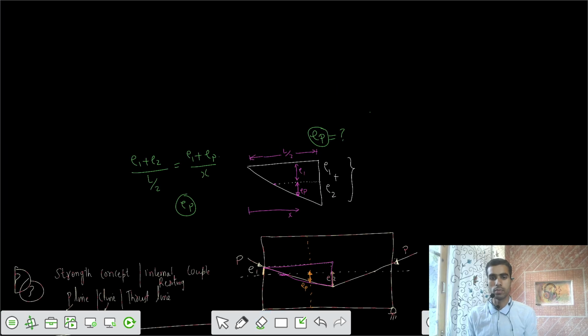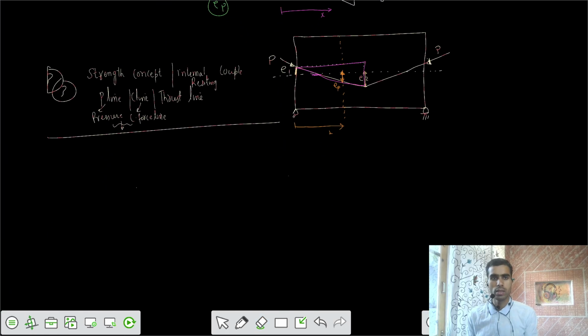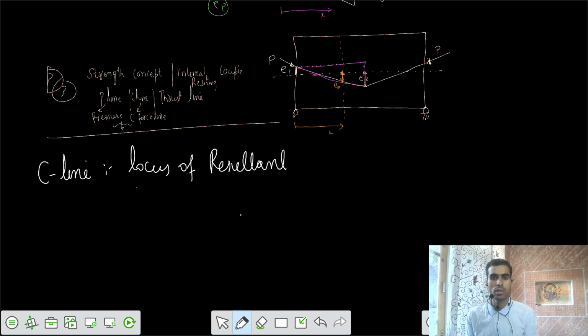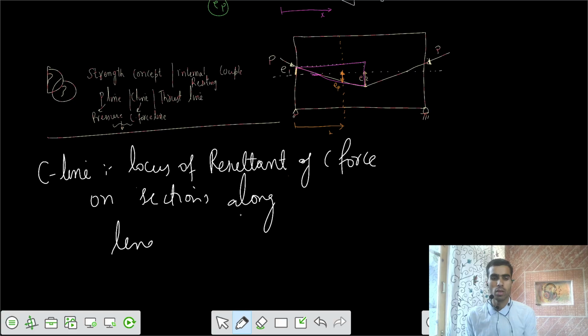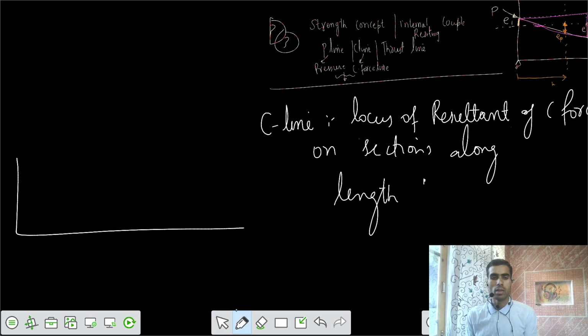Finally, what is this thrust line, the P line? We touched on it in the first lecture: the C line represents the locus of the resultant of the C force on sections along the length of the beam. We have already taken one problem to calculate the C line.